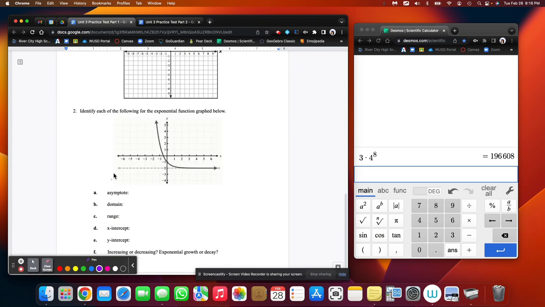Question number two, we're identifying various characteristics of this particular exponential function. So first one is asymptote. It's where it's leveling out. So it's leveling out at negative 2, but remember we should write asymptote as y equals negative 2 since it's a horizontal line.